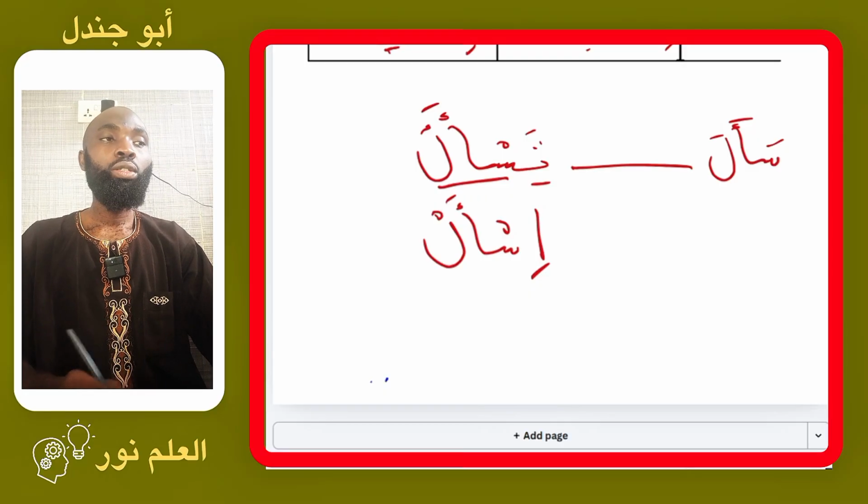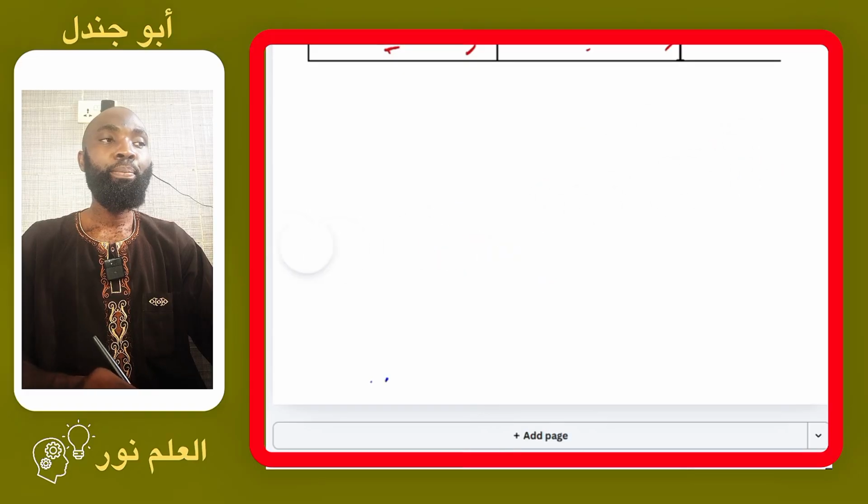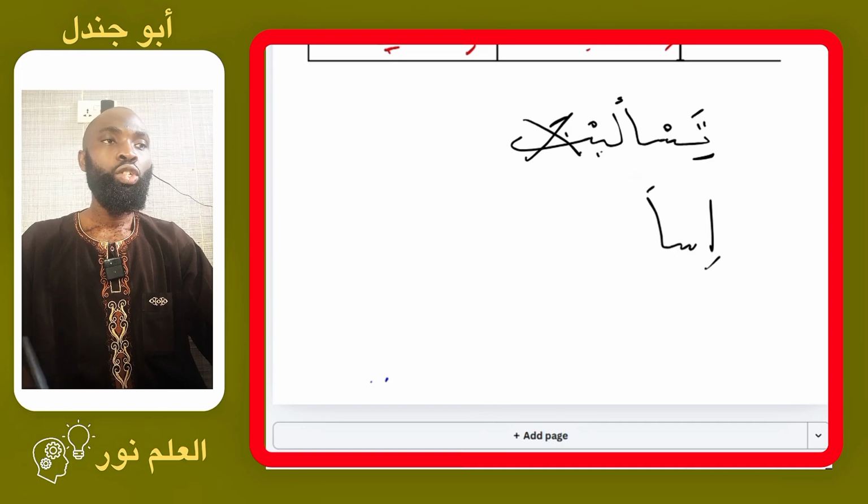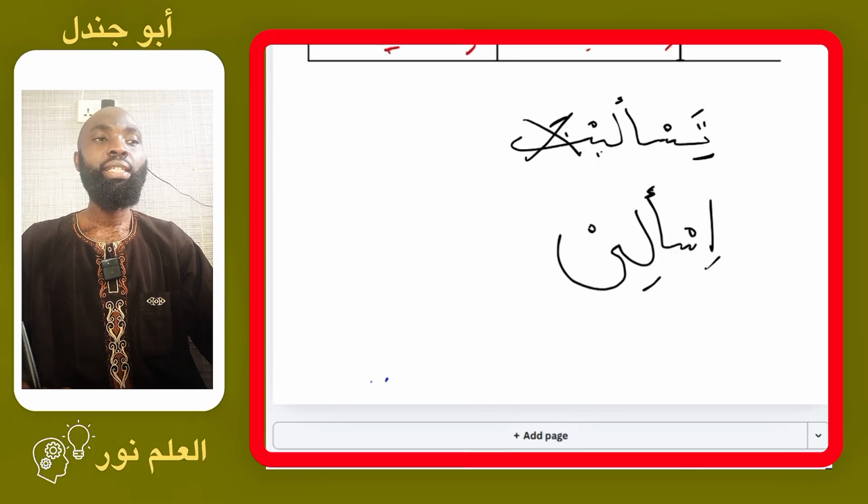If the word was for the female second person, let's say you have tas'alina, which means you female are asking. You can see that this one is ending with ya and noon. Just remove the noon and change the ta with hamza. Put the remaining letters there the same way they are. So it will now give you what? It will now give you is'ali with ya. Is'ali.